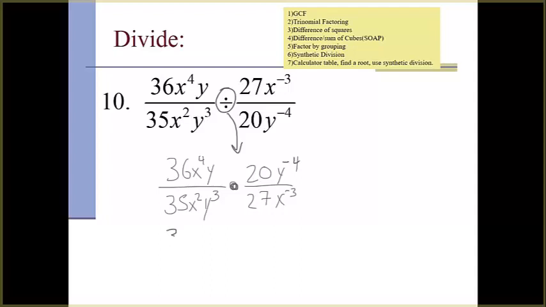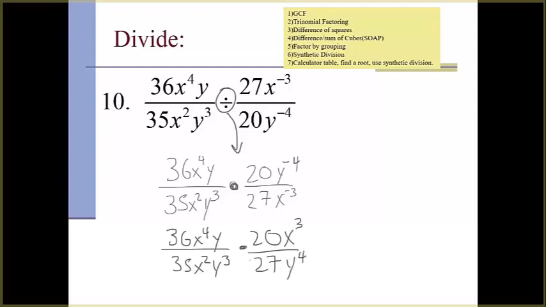So this will be 36 x to the 4th, y over 35 x squared, y to the 3rd, times the 20 stays the same and the 27 stays the same. But the x to the negative 3 has to become positive, so you have to do a top bunk, bottom bunk rule with him, and with the y to the negative 4. So these two parts have to be changed.